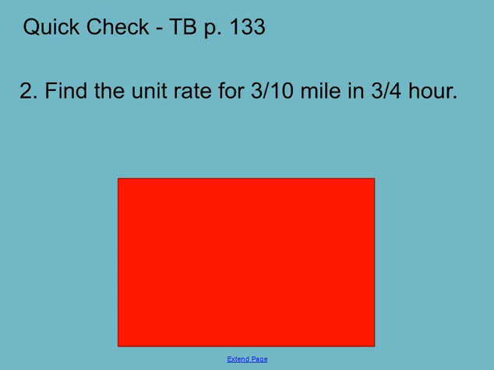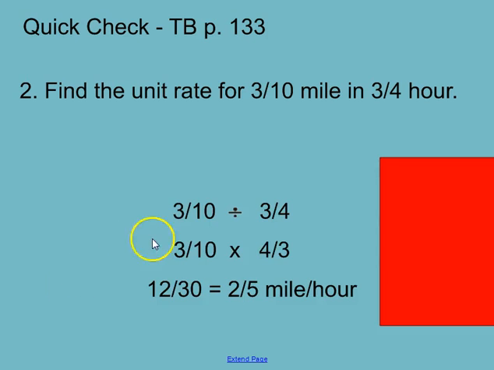Your turn. Let's do quick check on page 133, number 2. Find the unit rate for 3/10 of a mile in 3/4 of an hour. Okay, the first thing we do is write it as a division problem. 3/10 divided by 3/4. We then do our keep, change, flip to make it a multiplication problem. 3/10 times 4 over 3. When we do that, we get 12 divided by 30, or 2/5 miles per hour.